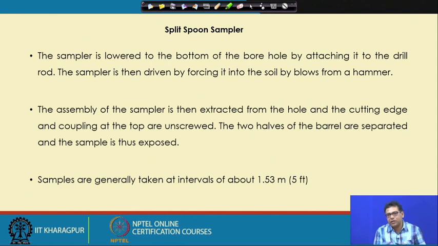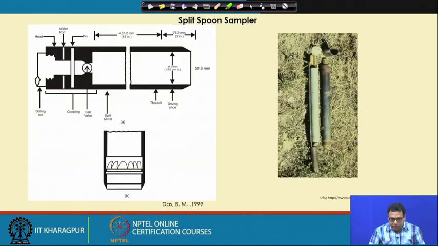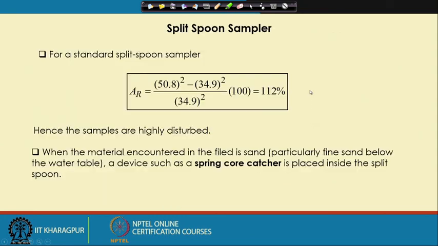I have shown this during the SPT, how the sampler tube is removed from the soil and the cutting edge is removed. Then there are two halves, and inside there will be a soil sample. Samples are generally taken at intervals of not more than 1.5 meters, as I mentioned during the SPT. This is the typical split spoon sampler tube. As I mentioned, there are two halves and this is the soil sample.